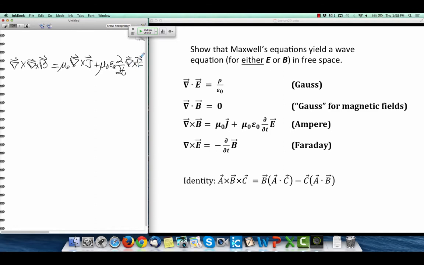So now I have something that has the curl of E on the right, and I can replace the curl of E with something that depends on B. So then I'll just have B. Now I also have J sitting here, and because this is free space, J equals 0. There are no currents in free space. Because there are no currents, this term is 0.